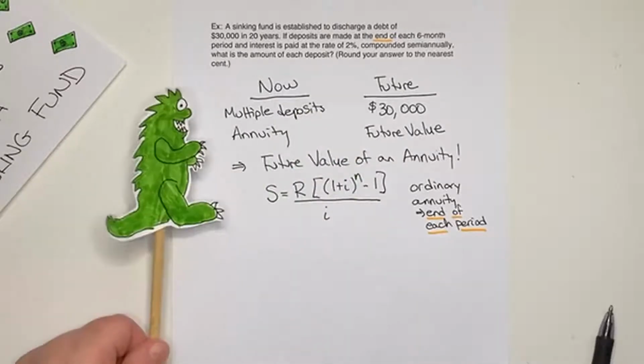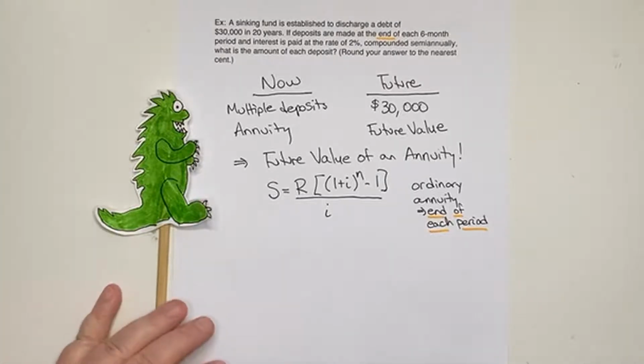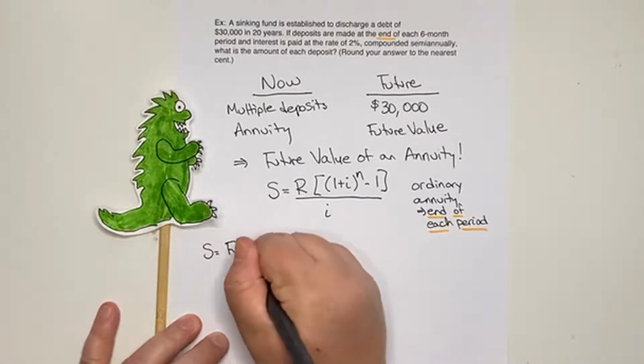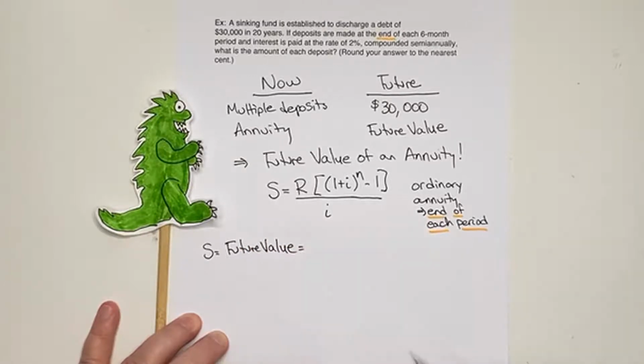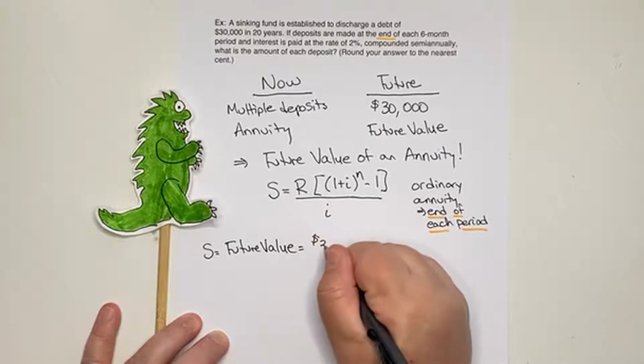Great. Okay. So we've got our formula. We need to fill in our variables. I'm going to move this over. So S, which is our future value, is nice and easy because this is what we want in the future. And this would be 30,000.